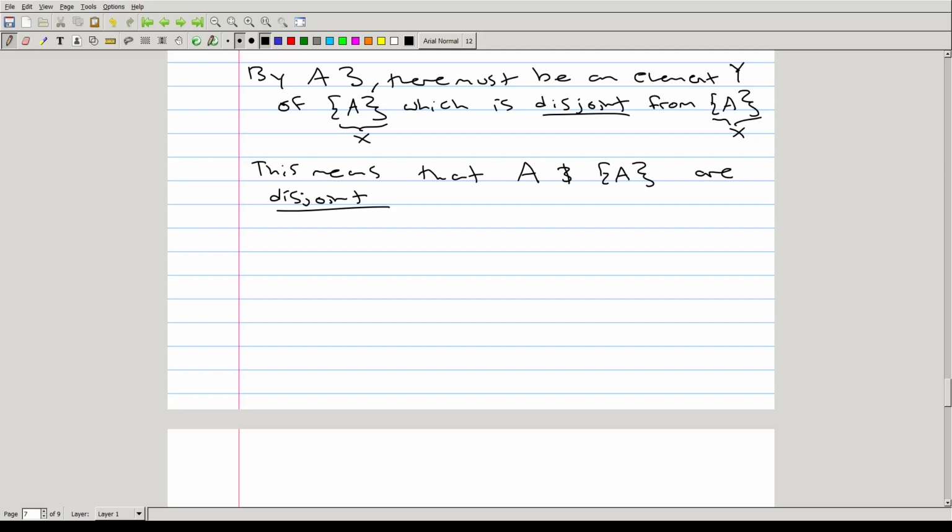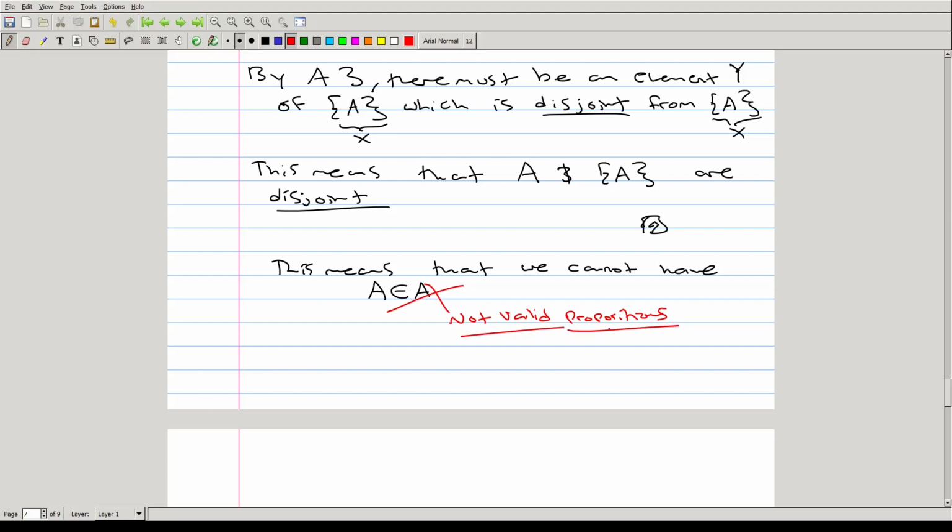So this means that we cannot have the expression A is an element of itself. Expressions like this are not valid propositions for any sets. So this resolves a piece of Russell's paradox and really kind of clarifies a little bit more what we can expect from sets.